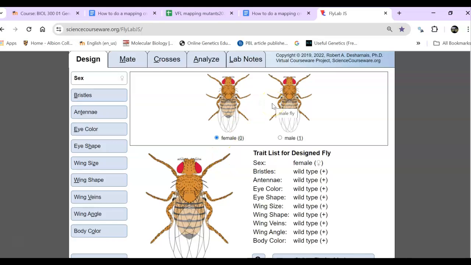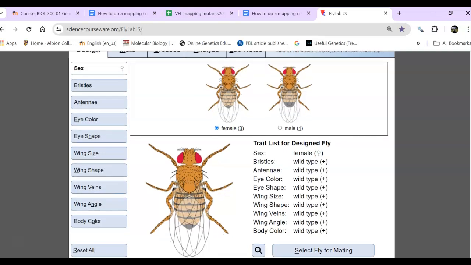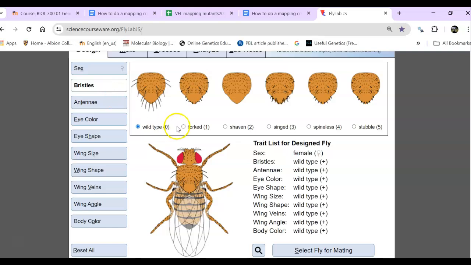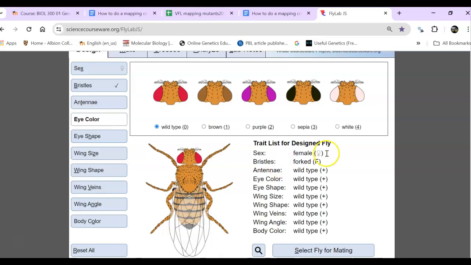All right, so X-linked is pretty much the same. It's pretty much the same cross, but it's just one simple thing that's a little bit easier. So I'm going to take 2 genes that I know are X-linked. So let's say forked is X-linked and white is X-linked.